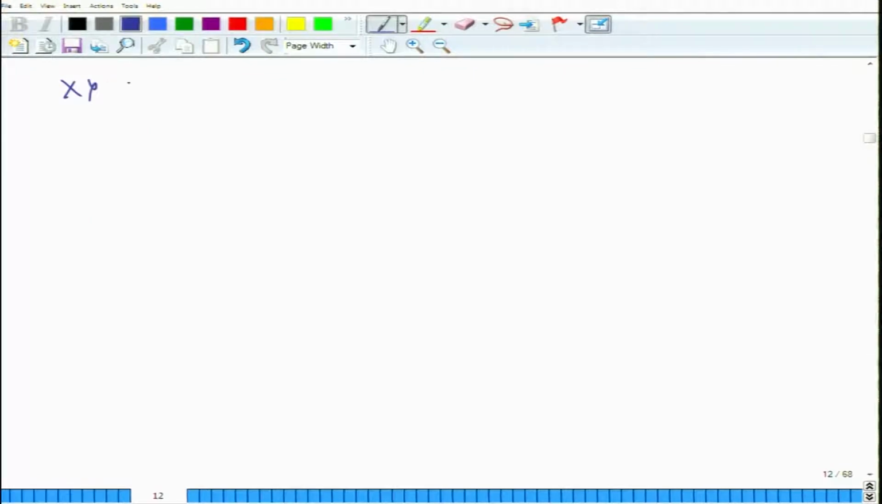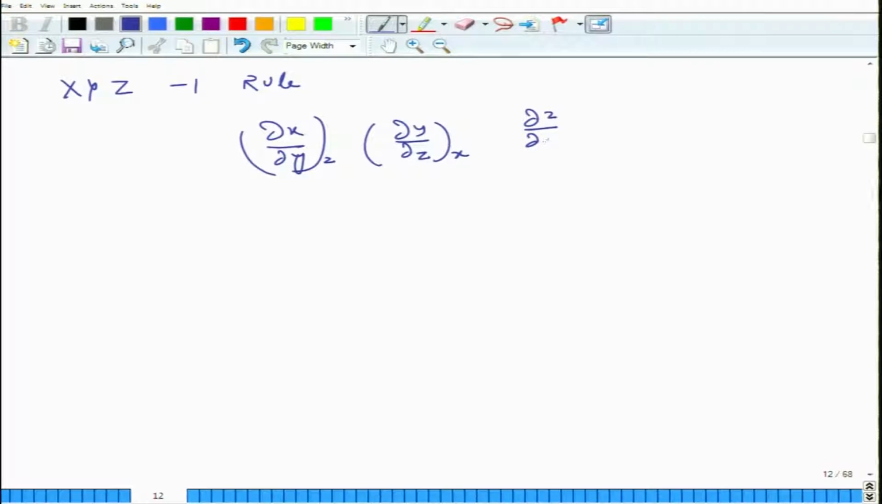Now, in addition, you have this xyz minus 1 rule, which is nothing but a cyclic permuted derivative: ∂x/∂y, then y, z, x, and ∂z/∂x at constant y, and the product is nothing but minus 1. So, these are the 3 important mathematical relations which we are going to often use.